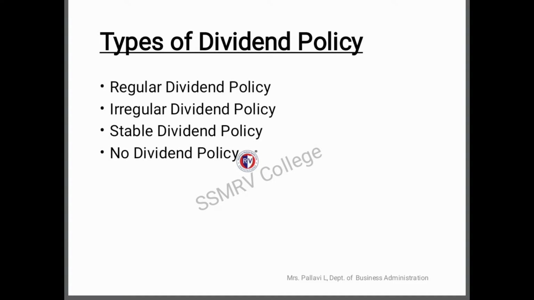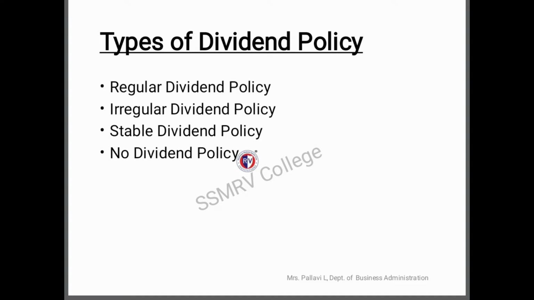And the second one is irregular dividend policy. When a company does not have long standing or stable earnings, it cannot commit itself to pay dividends regularly, right? That's why they follow an irregular dividend policy, because they have a lack of liquid funds and the future earnings are very uncertain.